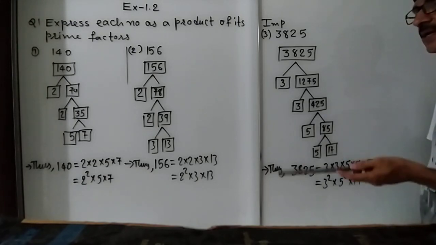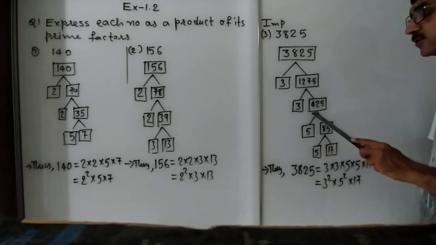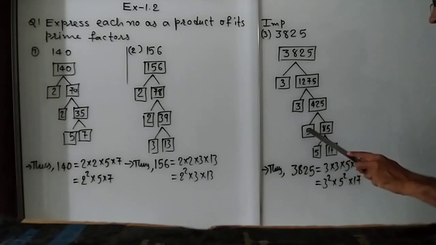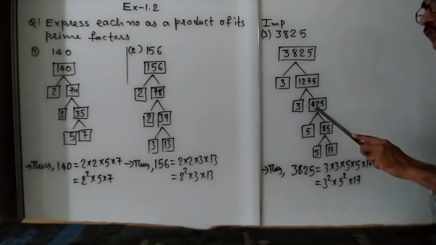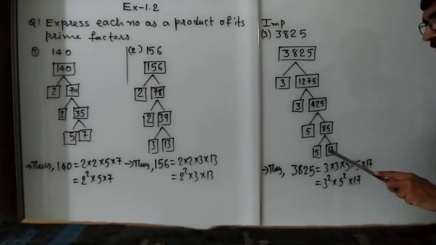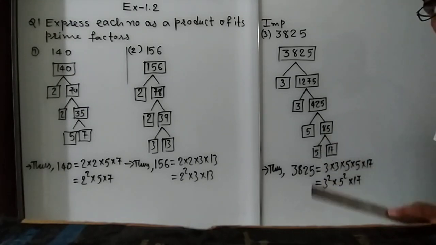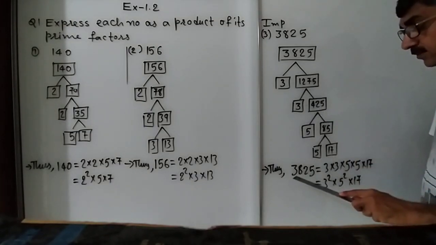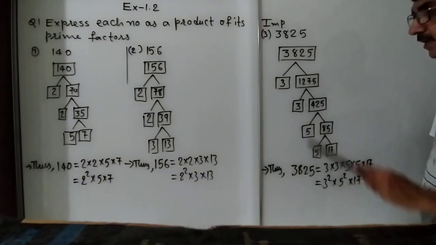And here is the 5. The unit digit is 5. So this number is divisible by 5. Divided by 5. 5 8s are 40, 2 is left. Bring down 5. So 25. 5 5s. Again it is divisible by 5. How many 5s? 5 17s. Both the numbers are prime. So this splitting comes to an end over here.